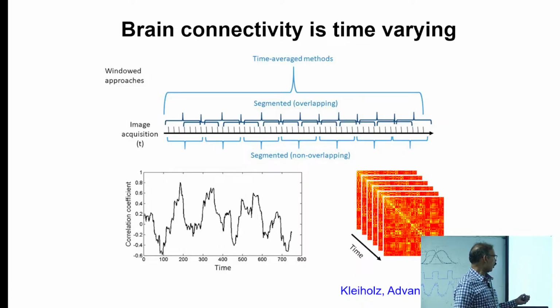There is no cons, like non-overlapping, you mean? No, non-overlapping doesn't give you enough data points, right? It won't look like this. You will get like measures.